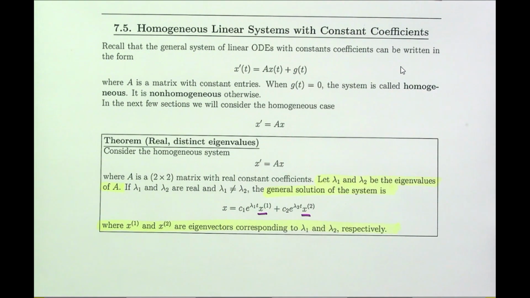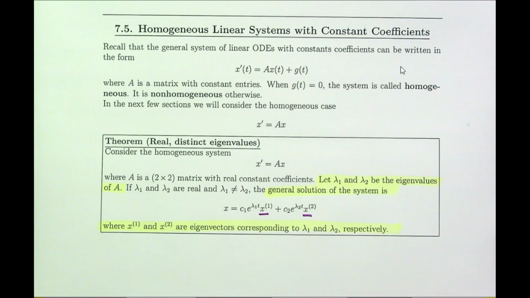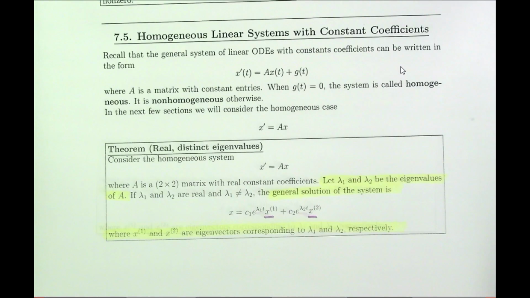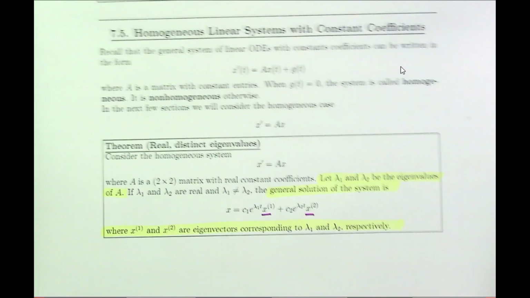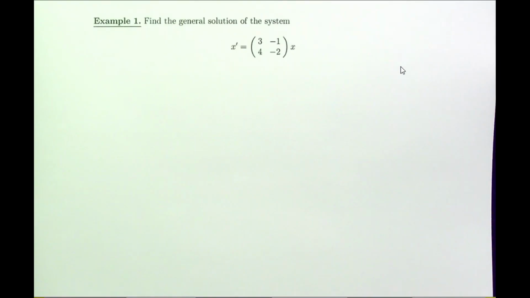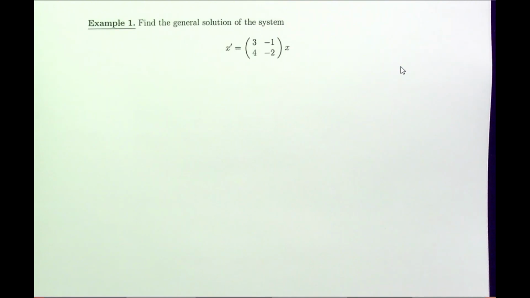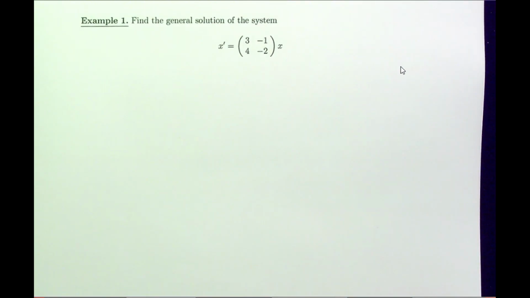So basically, it's a linear algebra exercise where all you have to do is find the eigenvalues and eigenvectors. Once you find eigenvalues and eigenvectors, you're done. You can immediately write down the general solution. And remember, this is for the homogeneous case. There's no g's there. All right, so with that said, let's do our first example. Find the general solution of this system.